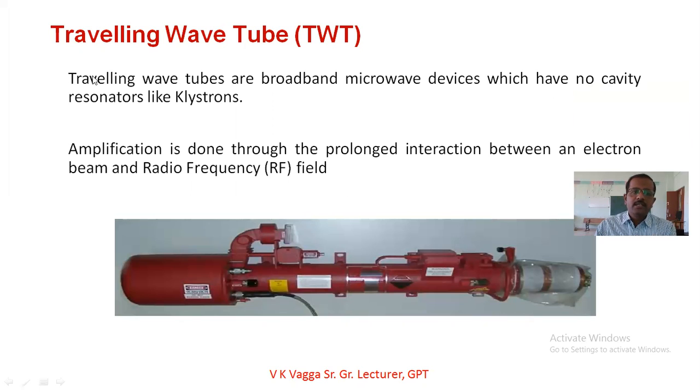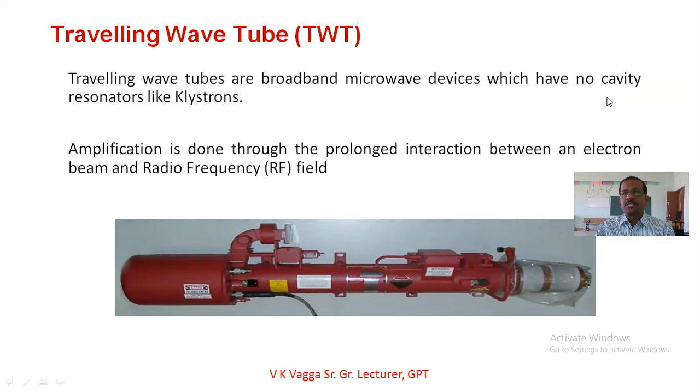If you see the definition of the traveling wave tube, traveling wave tubes are broadband microwave devices, and they do not have a cavity, exactly the same as the klystrons. If you take the rectangular waveguide or the circular waveguide, it has a cavity here. But the traveling wave tube does not have the cavity here.